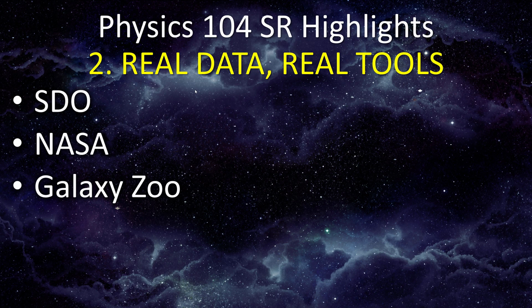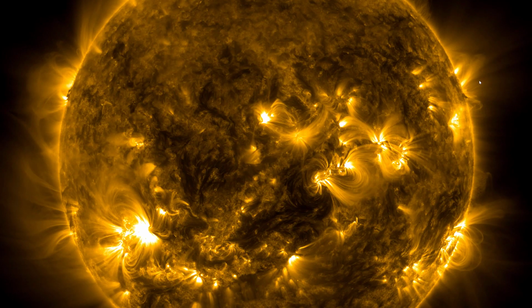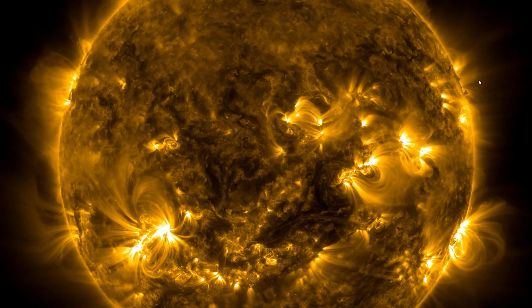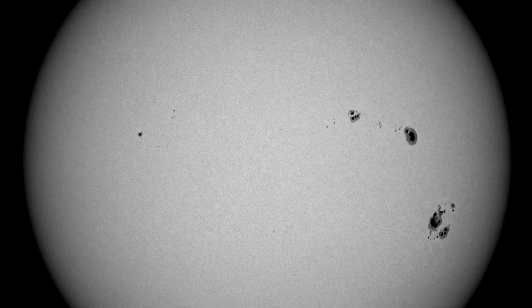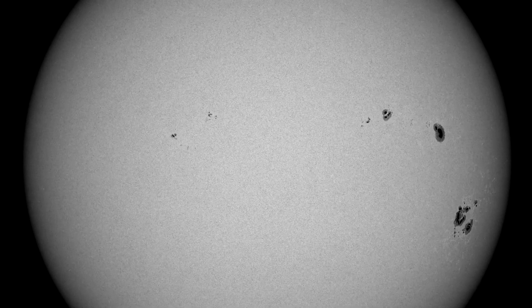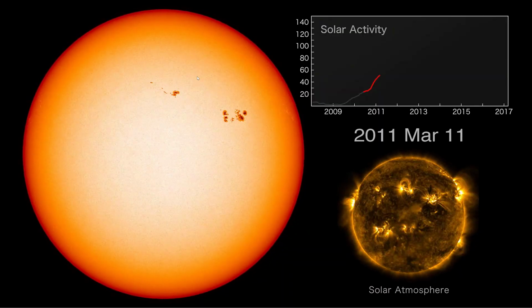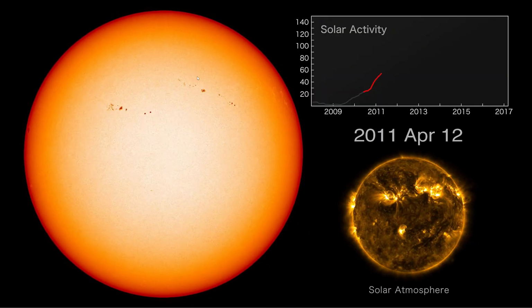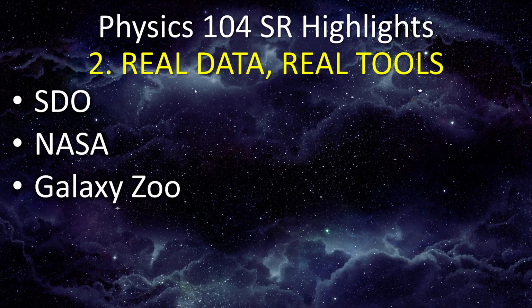Highlight number 2, real data, real tools. This is similar to the previous category, but I want to stress actual data that the tools are using. For example, SDO is the Solar Dynamics Observatory, which is basically a satellite that's flying around the sun, taking very high-resolution pictures and sending them back to Earth. The great thing about SDO is not only do they provide really high-resolution images and video, but they also provide tools that let our students access and manipulate this data very nicely. Once again, another plug for NASA.